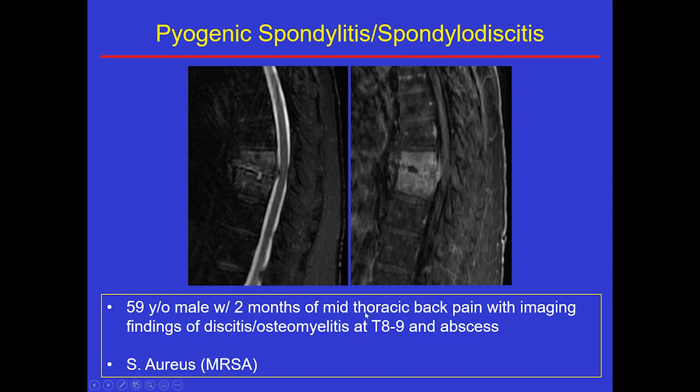Here's another example in the thoracic spine. This is a 59-year-old male with 2 months of mid-thoracic back pain. He's got imaging findings of discitis osteomyelitis at T8, T9 with an abscess. Again, you see that end plate irregularity, marrow edema and enhancement, abnormal configuration of the disc space, and then the epidural collection developing here. In this case, this culture was Staph aureus, methicillin-resistant Staph aureus.